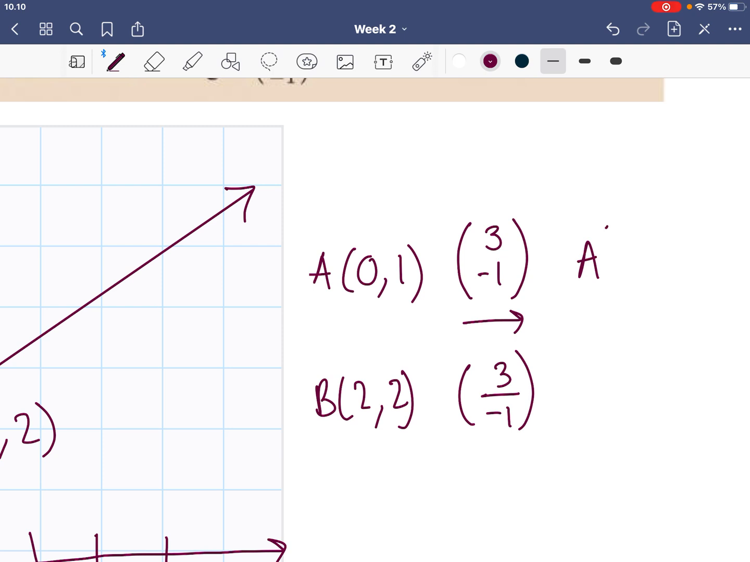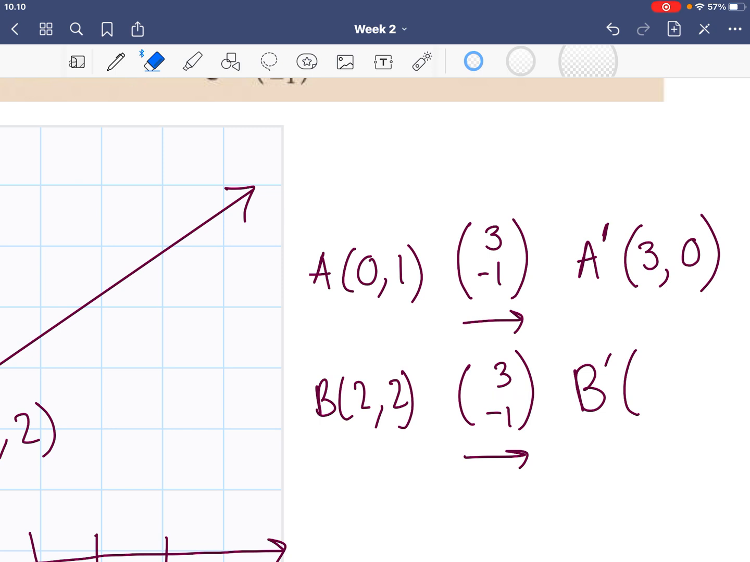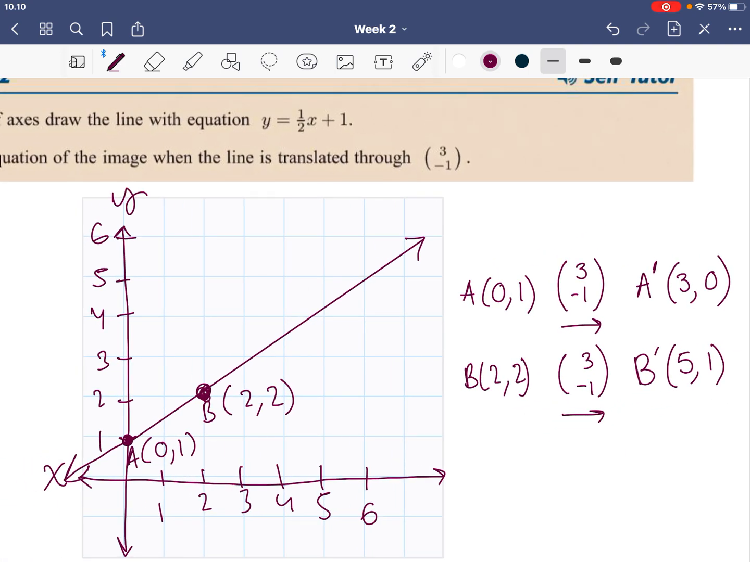So A prime, in other words, my new A, the image, is 0 plus 3, which is 3. 1 plus negative 1 is 0. And B prime would be 3 plus 2. Wait, what do I have? Yeah, 3 plus 2 is 5. 2 plus negative 1 is 1. Let's plot that on the graph. 3, 0 is right here. So that is A prime. And we have 5, 1. B prime.